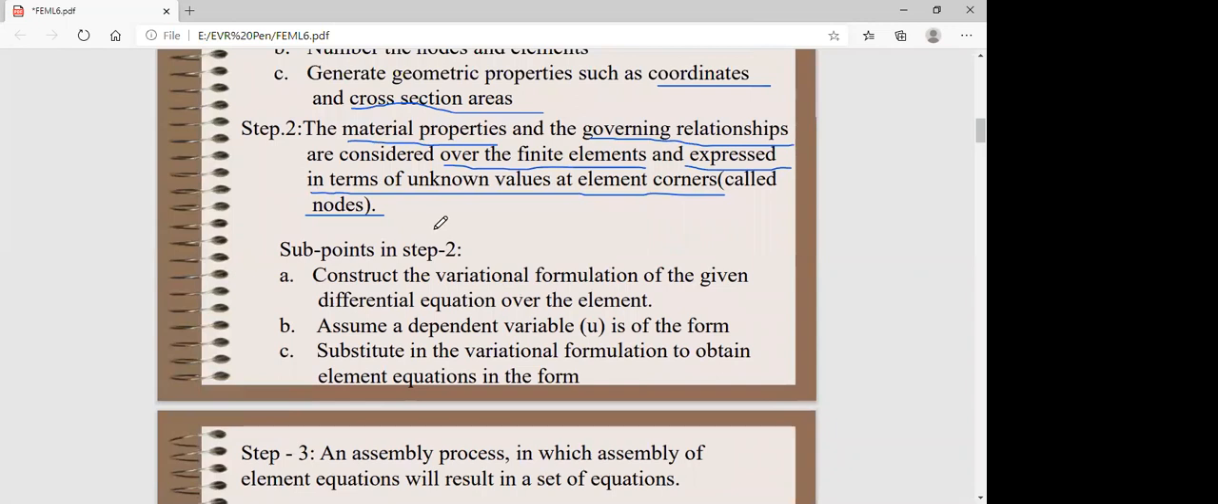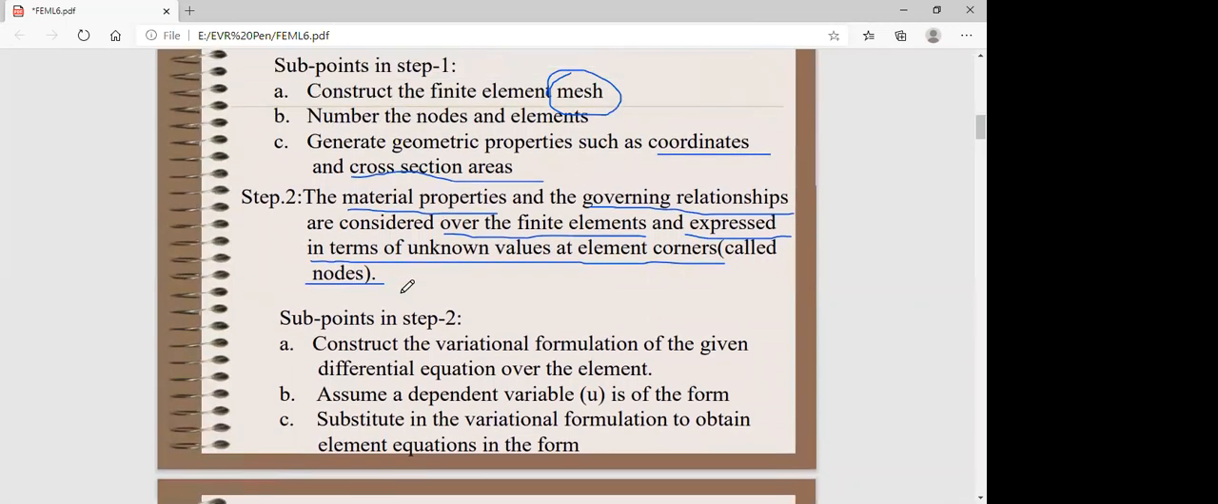So what are nodes? A node is a point. It is represented as a point on the element, located at the boundaries of the element. The purpose of the node is that it connects one element to another element.